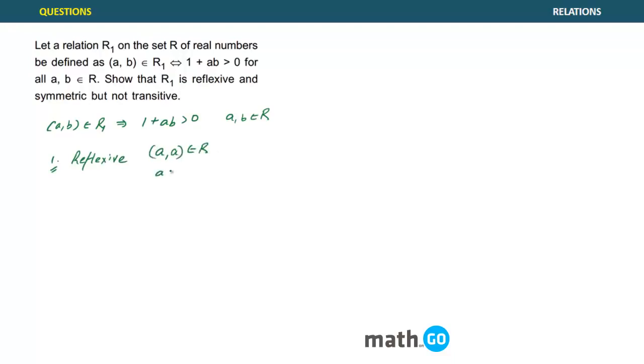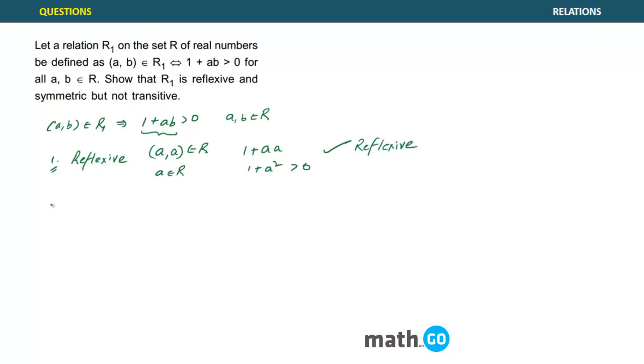And we know that A belongs to the set of real numbers. Let's apply this now. So it will become A into A, right? So this will be 1 plus A square. And we know that A square is always positive. 1, if you add, this is greater than 0. And we wanted that the relation should be that LHS, that is 1 plus AB, should be positive, which is happening. So this is reflexive, no problems at all.